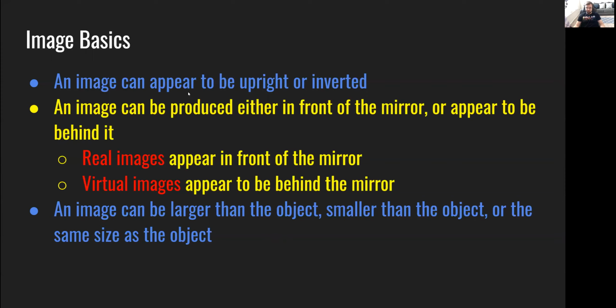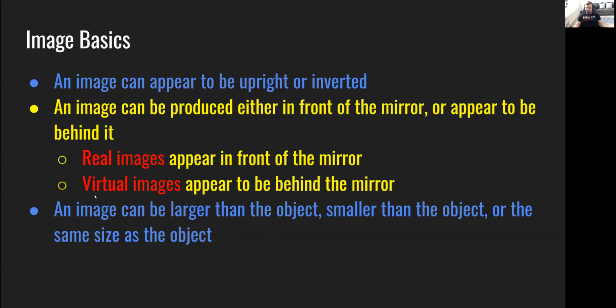An image can also be produced inside the mirror, like we've talked about. Like when you look at a plane mirror, that's a virtual image. It appears to be inside the mirror. But a mirror can also produce an image that's in front of it. These are real images. You don't encounter these nearly as much in your day-to-day life, but they exist.